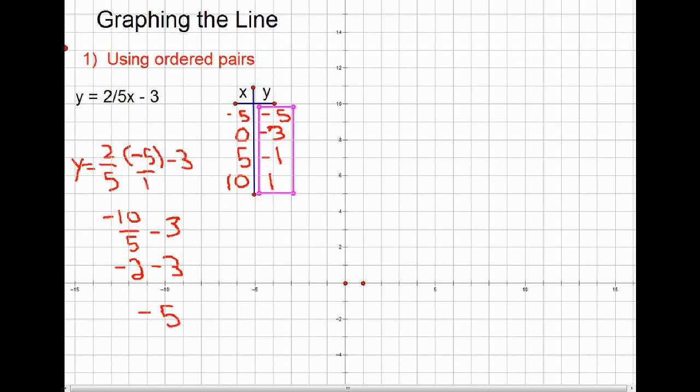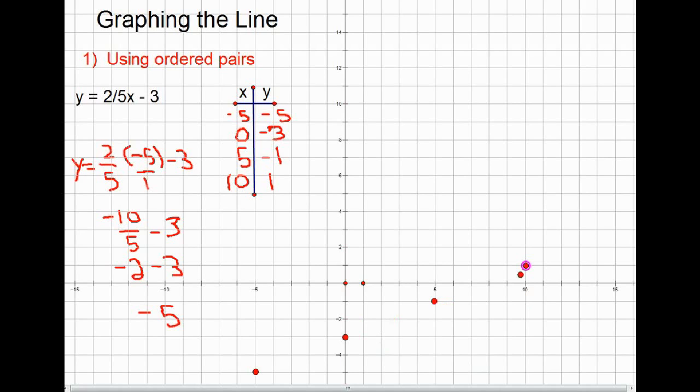So if we plot these points here, we can start with negative 5, negative 5, which would be there. Then we're at 0, negative 3, which is our y-intercept there. And again, we should recognize that that's where the y-intercept is just from looking at the equation. We don't necessarily have to solve the ordered pair there. Then we're at 5, negative 1, which is our coordinate there, and 10, 1.